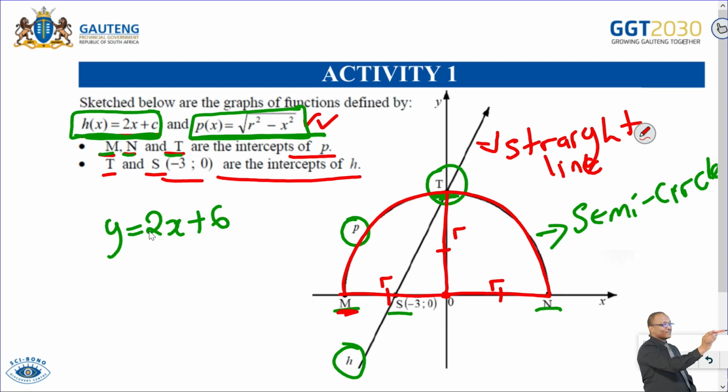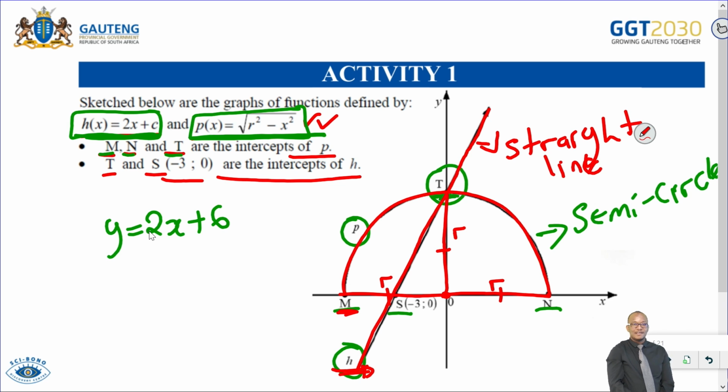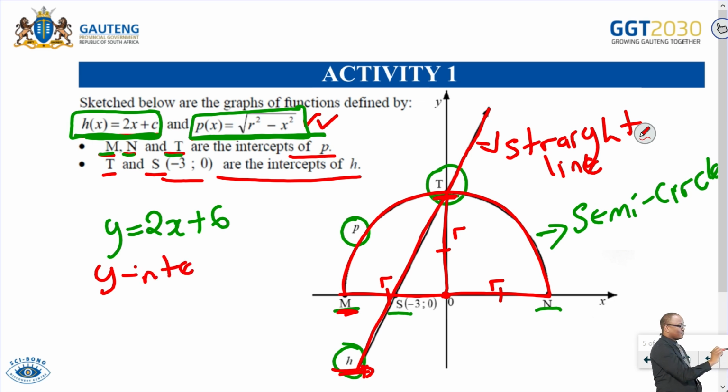We can see that for us to get the radius, the graph of the straight line, which is H, has enough information for us to determine the radius. Now, how am I going to determine that radius then? Let's look for the y-intercept of our straight line. So we know that when we say y-intercept, we let x to be 0.